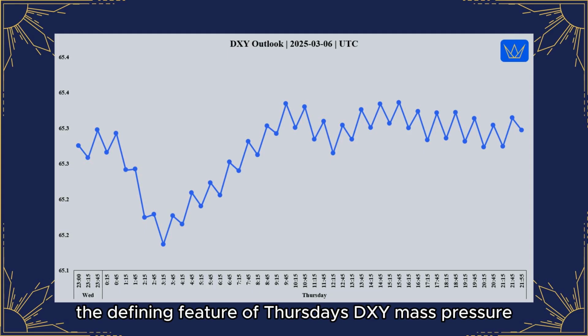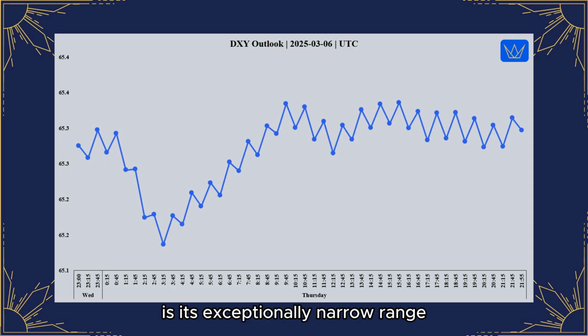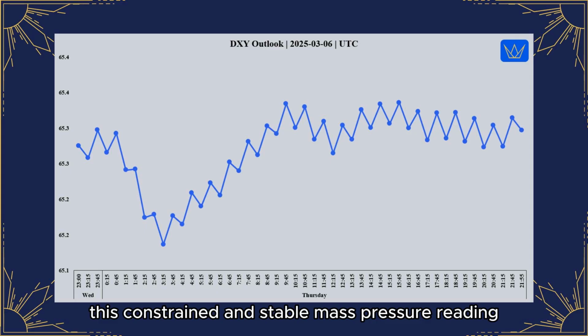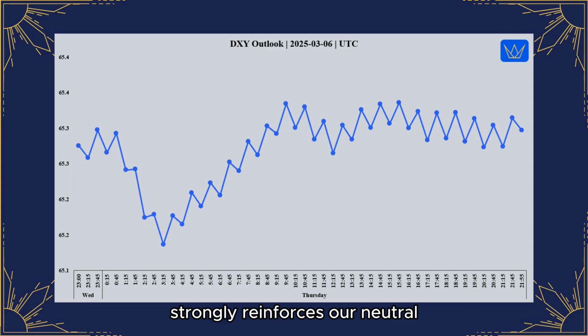However, the defining feature of Thursday's DXY mass pressure is its exceptionally narrow range and remarkably low volatility. The data is strikingly flat throughout the day, exhibiting practically no discernible trend. This constrained and stable mass pressure reading strongly reinforces our neutral fundamental outlook for the dollar index. It points towards a day potentially characterized by consolidation and range-bound trading for the DXY.